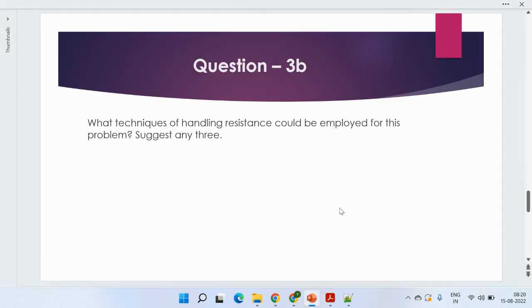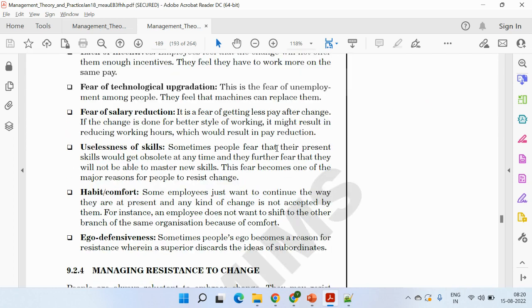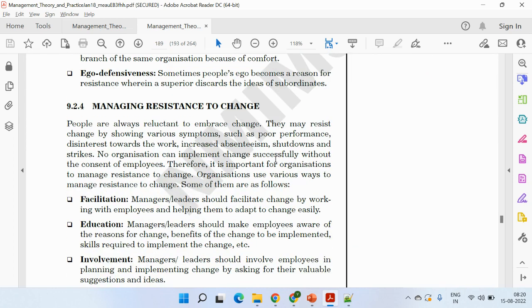Now going to the third B point: what techniques of handling the resistance can be employed for this problem? Suggest any three. Again, that's a straightforward one. Going to page number 189, section 9.2.4, managing resistance to change.